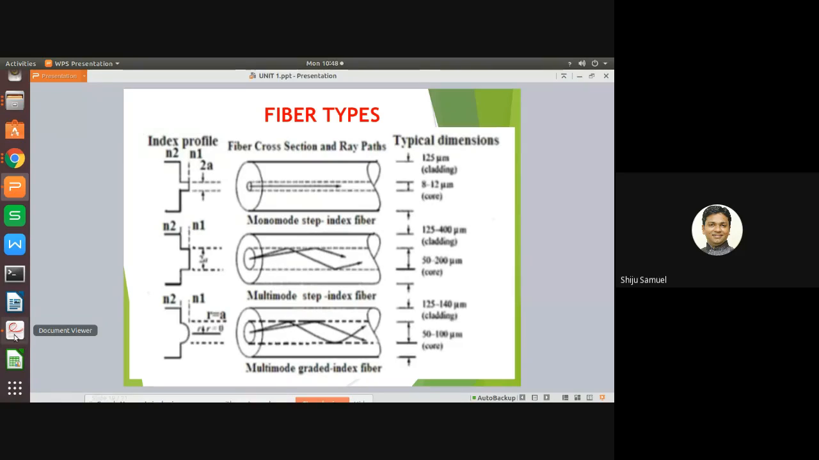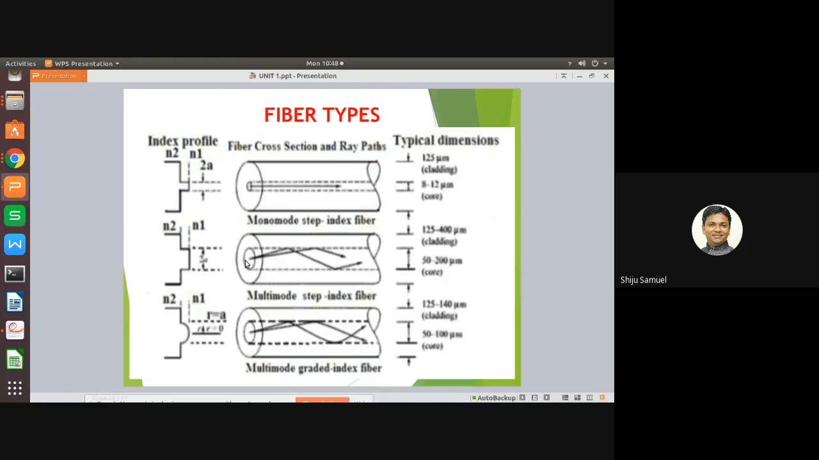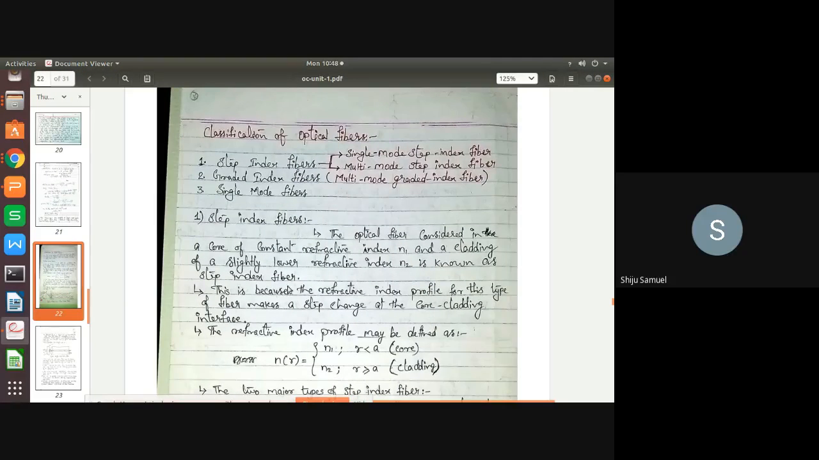Now come to another PPT. In this PPT, you are observing a clear picture. In the first diagram, that is the step index fiber, you can easily observe. Otherwise, after graded index, I will explain this one, then it will be easy for you. So now I will show the PDF part.